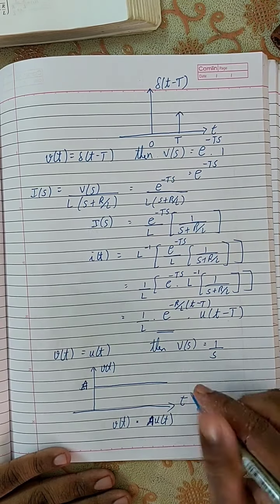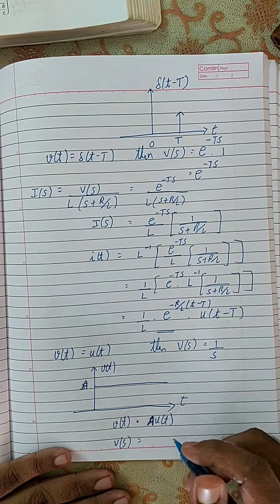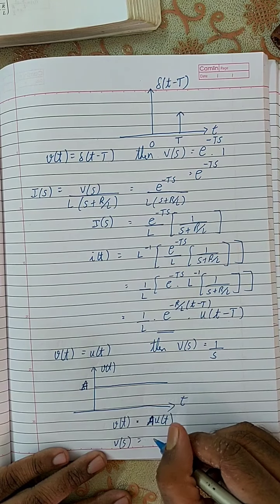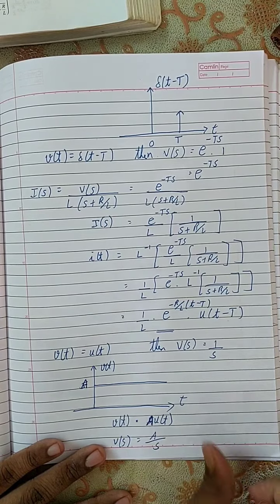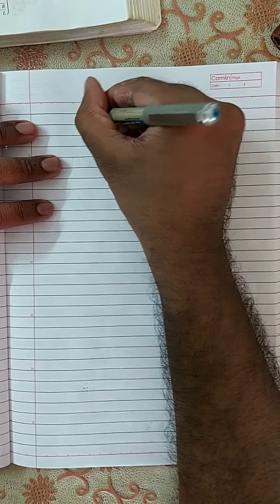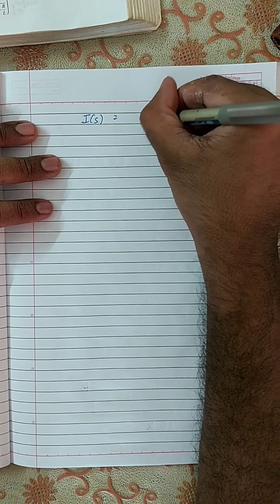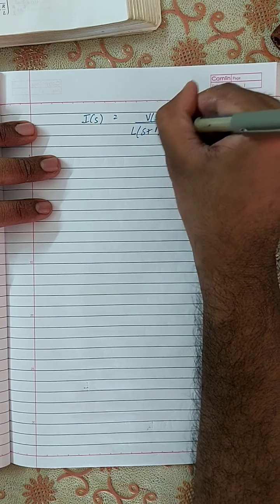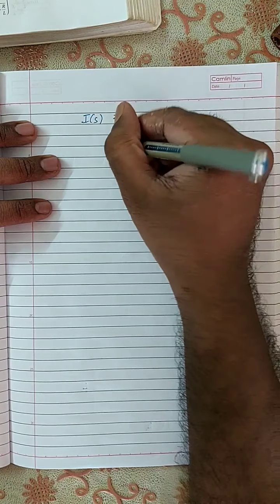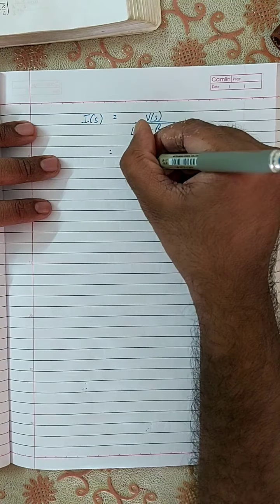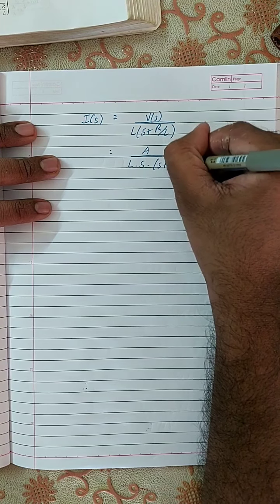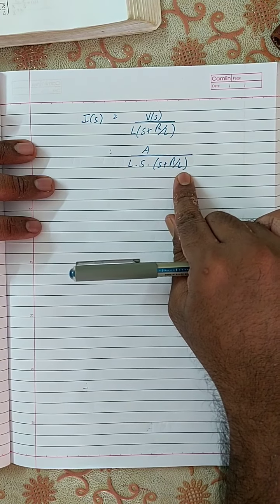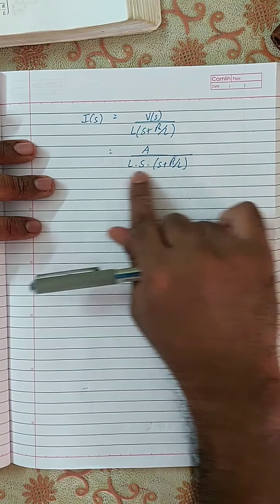If v of t is equal to a into u of t, then what is V of s? We all know that a is a constant and the Laplace transform of u of t is 1 by s. So V of s is equal to a by s. We already know that the equation for I of s is V of s by L into s plus R by L. Now we know V of s is a by s, so it will become a by L into s plus R by L.